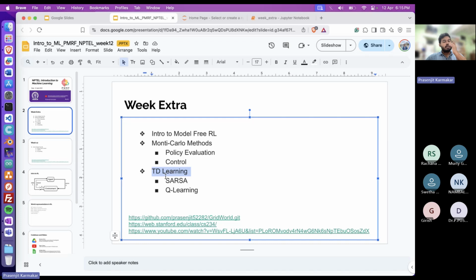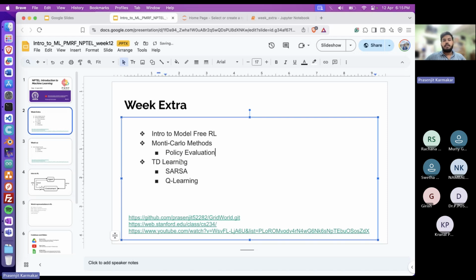But all of these algorithms have a shortcoming at the end, right? We didn't discuss the control part yesterday. So all of these algorithms, and we will discuss these two also.